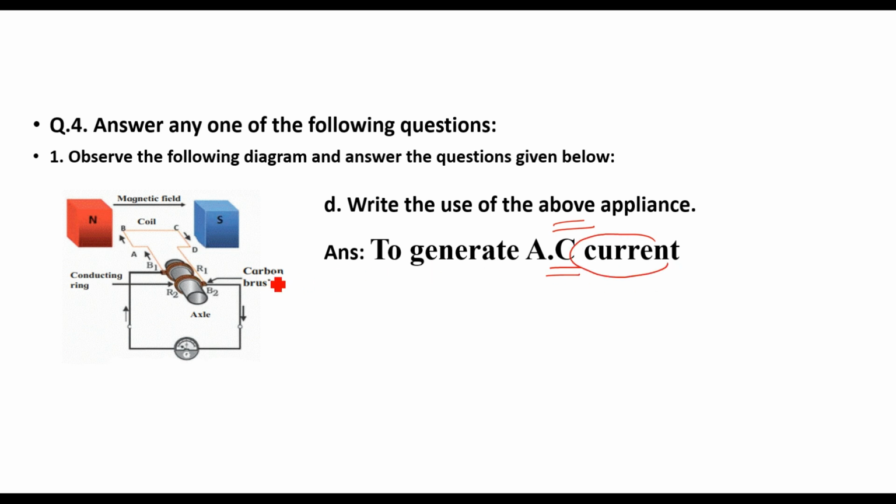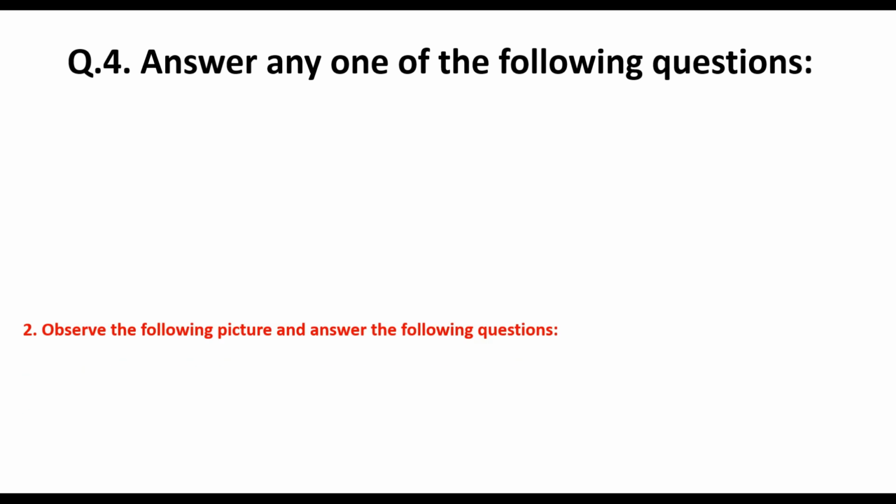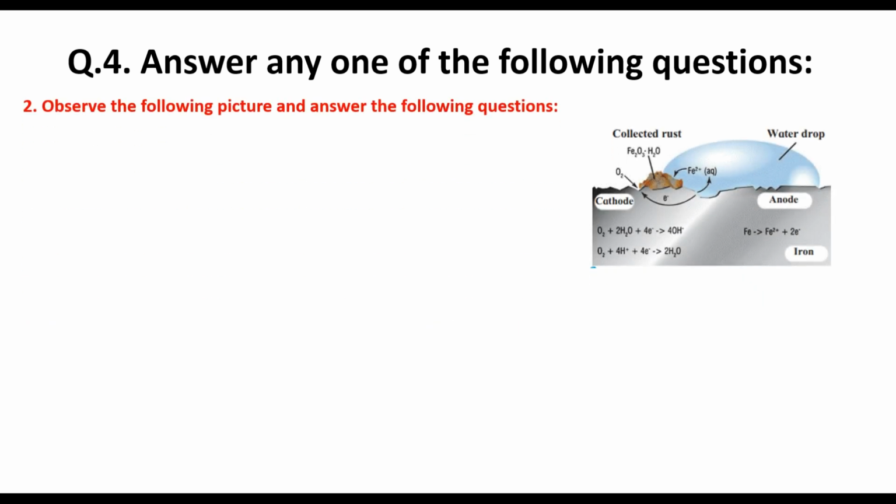Don't write only current, because the diagram is given to you and therefore the answer should be very specific. Now coming to the second question of question number 4, you are provided with the diagram, and on the basis of the diagram the question is asked. Again, if the question comes from the diagram, should I write what is actually given in the diagram? The answer is no.